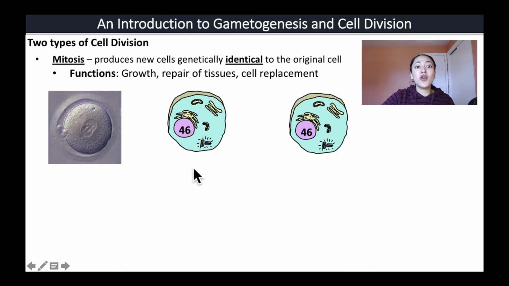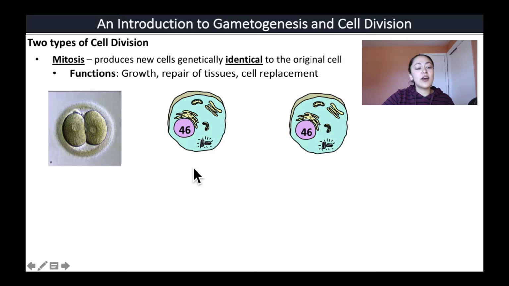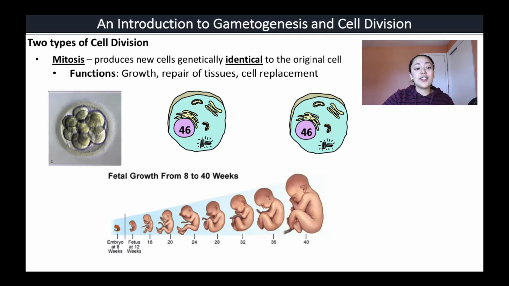This one cell will divide into 2 cells. Those 2 cells divide into 4 cells. And then those 4 cells divide into 8 cells, and they just keep multiplying until it forms you, and eventually you're made up of 37 trillion cells that are genetically identical to each other.